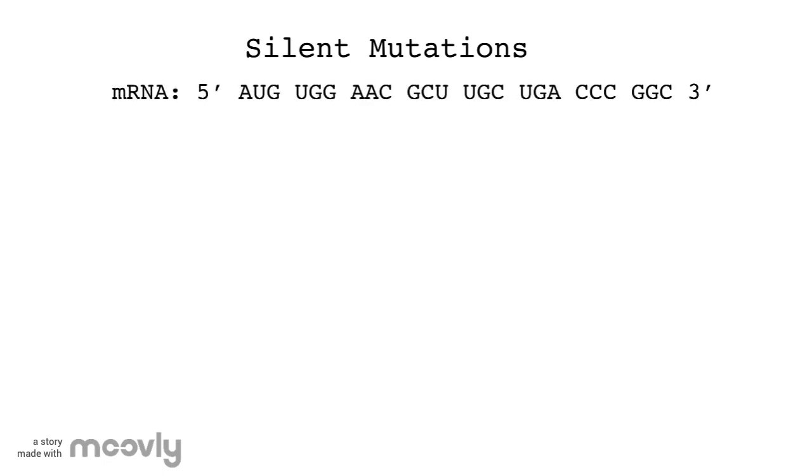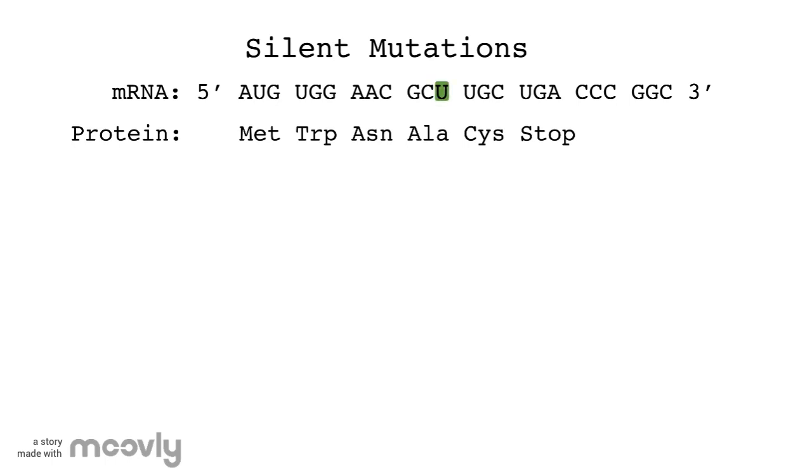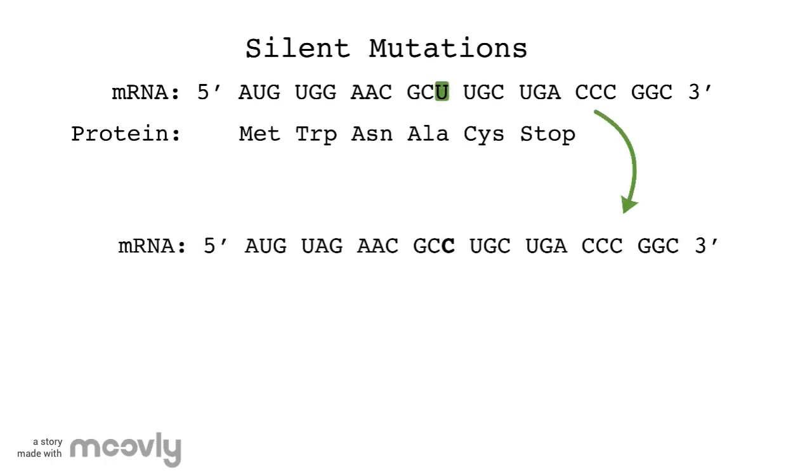The third type of point mutation is the silent mutation, which occurs when the base swap results in the same amino acid. For this example, we're going to make a pyrimidine to pyrimidine transition by swapping this uracil with a cytosine. This change gives us another alanine amino acid where there already was one. This mutation will result in no change to the protein's function because we're swapping the same amino acid for itself.